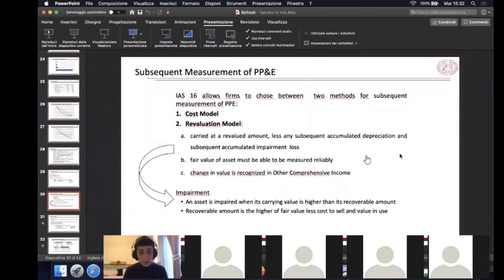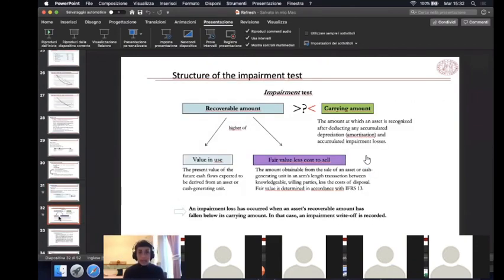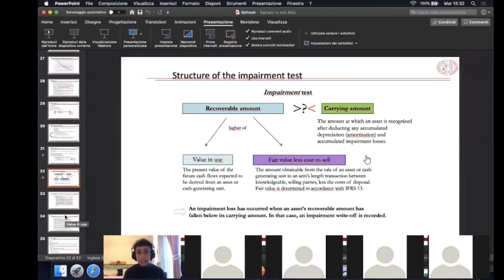So next Monday, 4:45, we will look at the subsequent measurement of property, plant and equipment. You might want to have a look at the slides if you have never heard of an impairment test. So have a look at the slides if you are really struggling. So you can ask me some questions next time. Of course, you can ask me anything regarding any part of the previous slides.